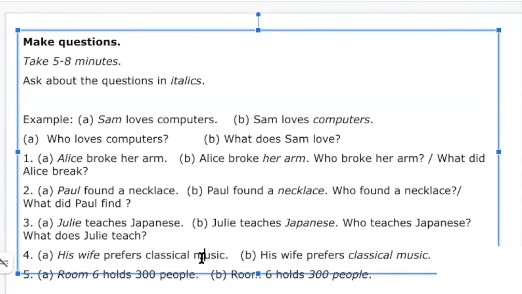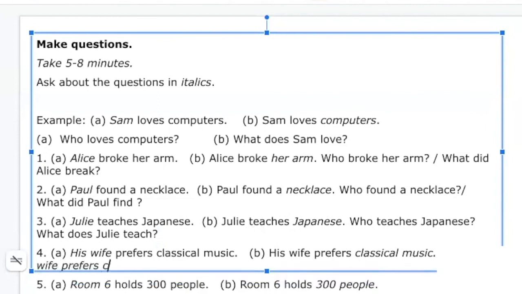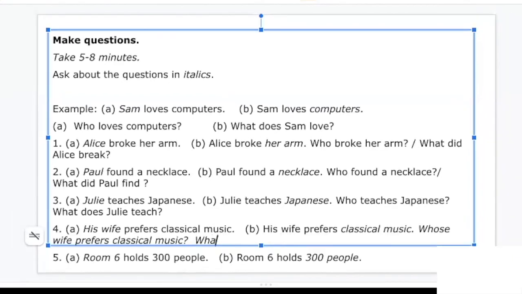Okay. How about four? His wife prefers classical music. Whose wife prefers classical music? Good. And how about this one? His wife prefers classical music. What does his wife prefer?